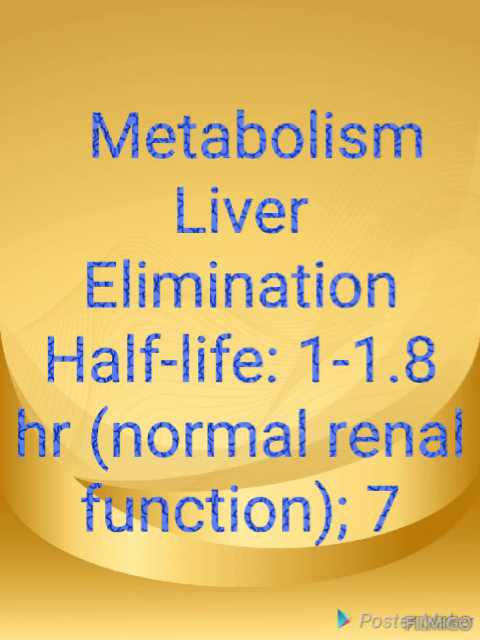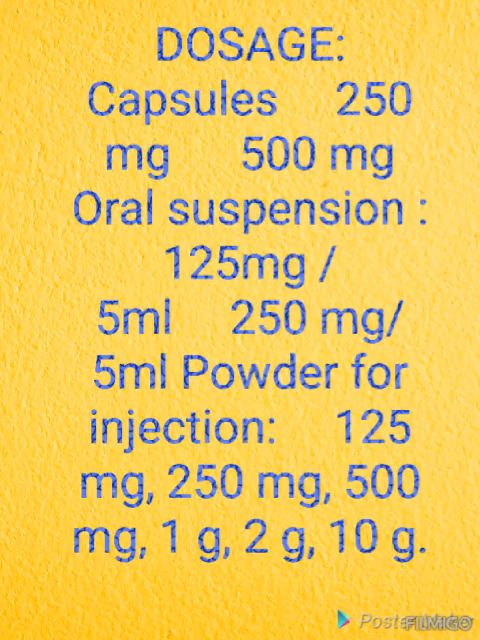So the metabolism of ampicillin occurs in the liver, and elimination of ampicillin is through the kidney, and its half-life is 1 to 1.8 hours. Normal renal function is 7. So the metabolism occurs in the liver, and elimination is through the kidney.